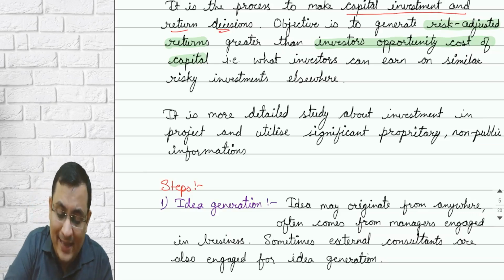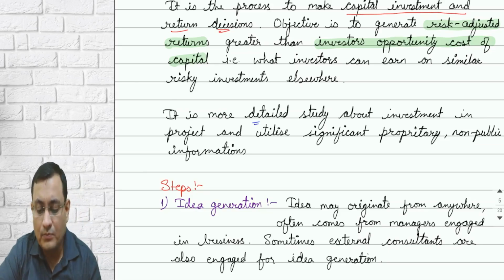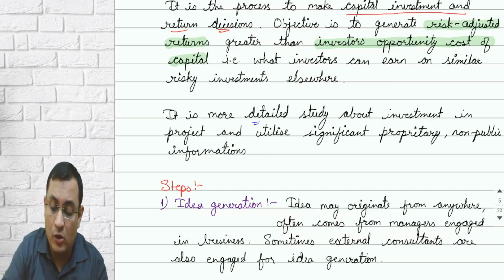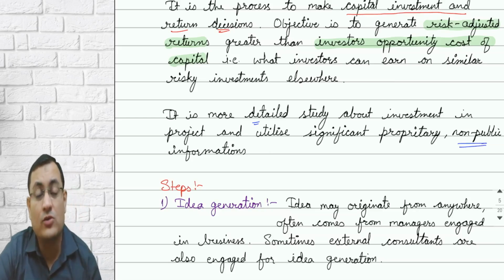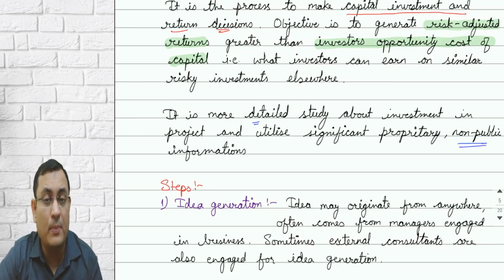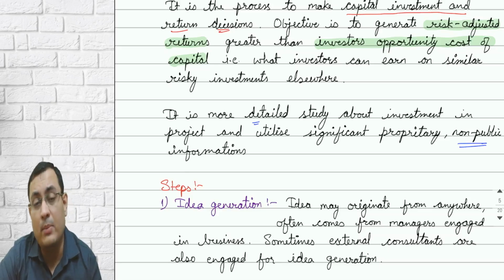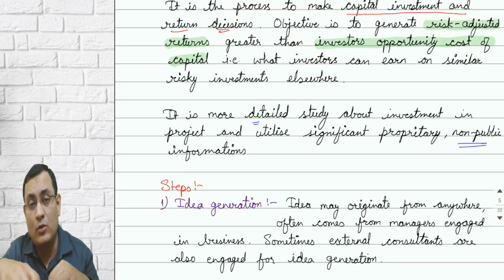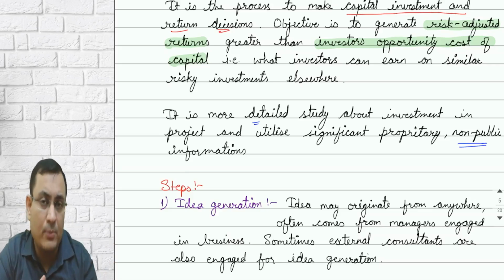So it is a detailed study about investment in a project, and it utilizes significant proprietary and non-public information which is only available with the management for their analysis. Generally, information related to a particular project, management is not going to share in the public domain or with the investors. So this is a detailed study which is done by management to decide whether to invest in a particular project or not.